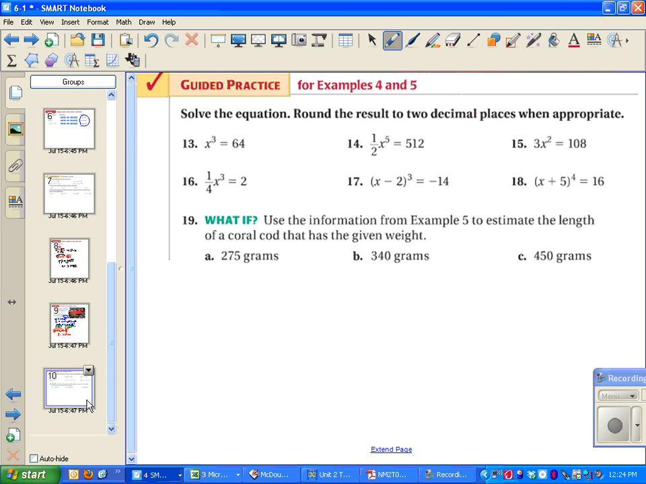So with guided practice, number 14, you want to multiply by 2. It's a lot easier than dividing by 1/2. Similarly with 16, you want to multiply by 4. All the rest look okay. 19, again, these are the weight, so it's just practicing using your calculator a little bit, and that is the end of that lesson.